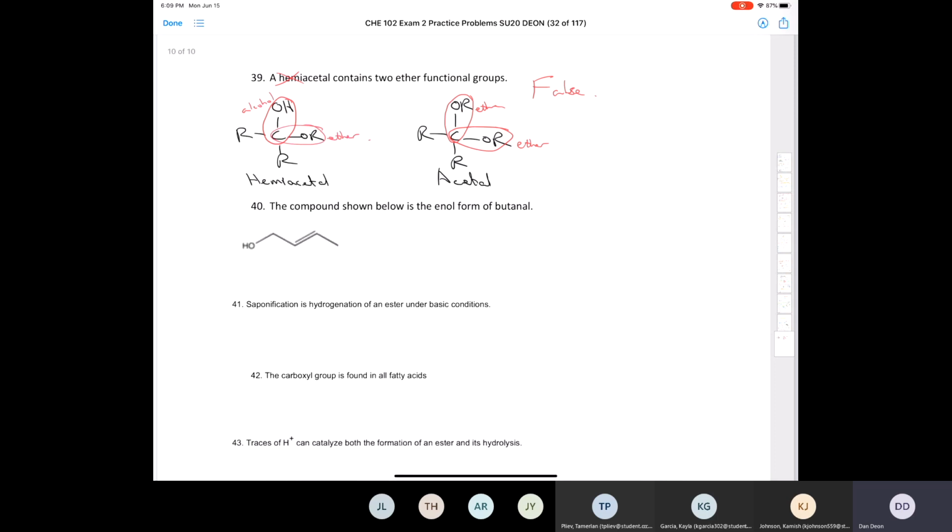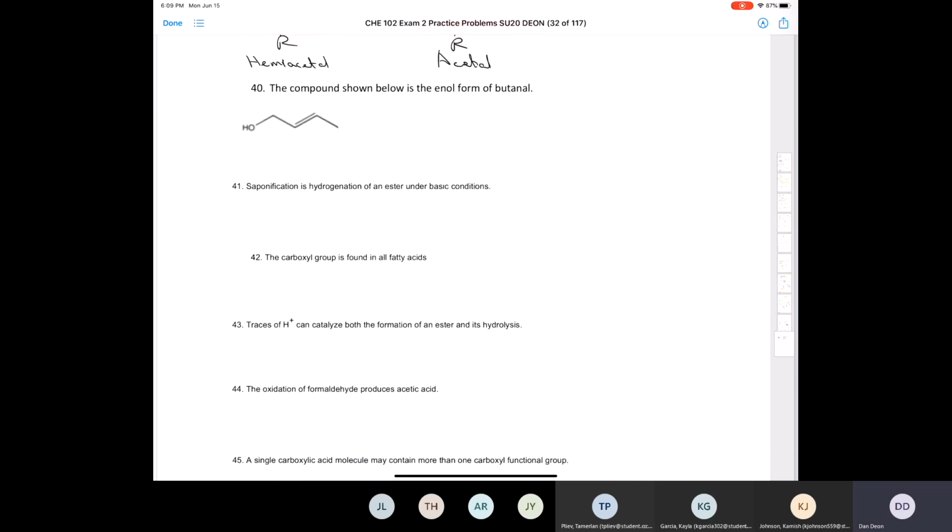Okay, the compound shown below is the enol form of butanal. I'll help you out with this one. That is false. So if I draw butanal, which is this compound, the enol, the double bond is going to be formed between the carbon of the carbonyl group and the carbon next door. So it would look like this. So there's my 4 carbons. So the double bond would be here, like that. And then my alcohol would be like that. Okay? So this is false.